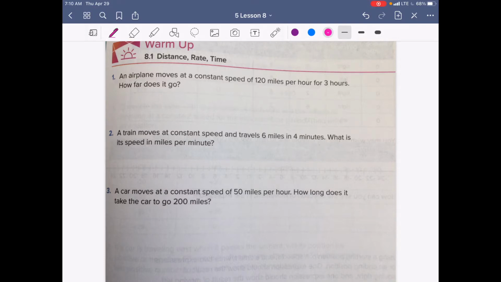We're going to start number 1. An airplane moves at a constant speed of 120 miles per hour for 3 hours. How far does it go? Number 2, a train moves at a constant speed and travels 6 miles in 4 minutes. What is its speed in miles per minute? Number 3, a car moves at a constant speed of 50 miles per hour. How long does it take the car to go 200 miles? Pause the video to answer these questions now.